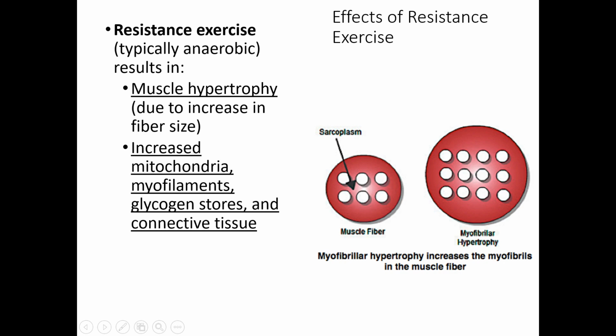Now resistance, anaerobic exercise, like weightlifting. That causes muscles to increase in size, increases amount of mitochondria and glycogen store. Pay attention. Muscles increase in size, but amount of muscle cells or muscle fibers doesn't change. It's just amount of myofibrils inside of them will increase. So muscle cells become larger, but their amount stays the same.